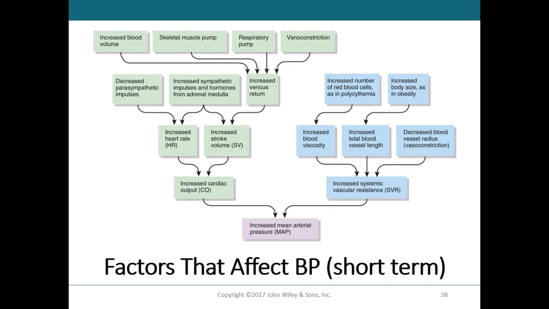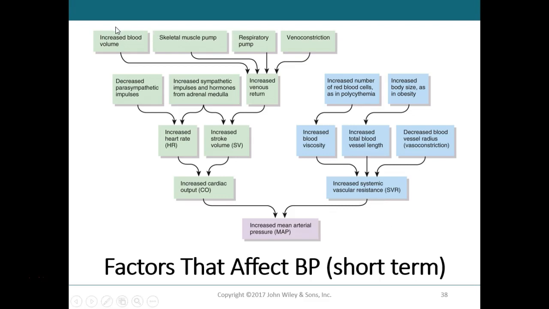All right, so if you look at this particular graphic, there's a lot going on here, but it's some really good stuff that shows you a summary of factors that affect short-term regulation of blood pressure. So we're looking at mean arterial pressure. Remember, that's the average of the pressure in the arteries. So factors that affect this in the short term are going to be things that increase cardiac output or increase peripheral resistance. So you can walk through this and see that we've talked about all of these at one point or another.